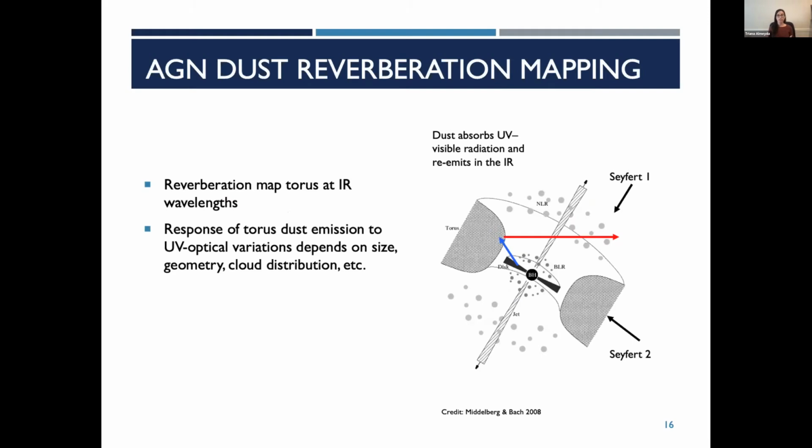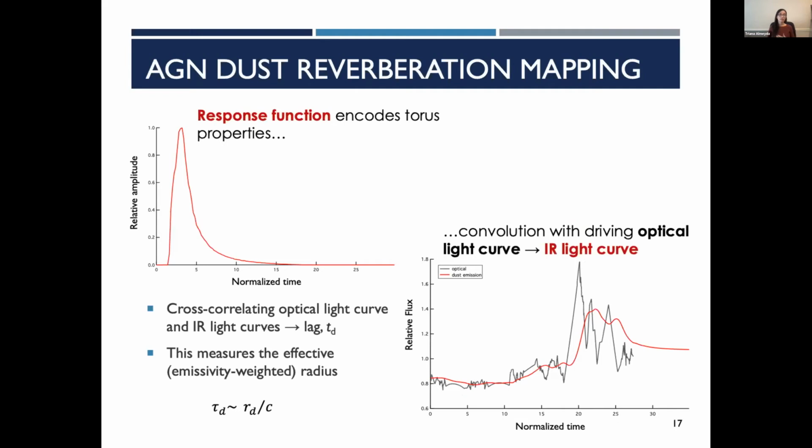That lag provides a measure of the size of the dust emitting region, but in addition, it contains information about the geometry, structure, and properties of the torus, because the infrared response, which is shown in red on the bottom right-hand plot, is the convolution of the AGN UV optical light curve, which is shown in gray in the same plot, with a transfer or response function, which is shown in the upper left-hand plot. The transfer function describes the emission response to a dust distribution, a delta function continuum pulse.